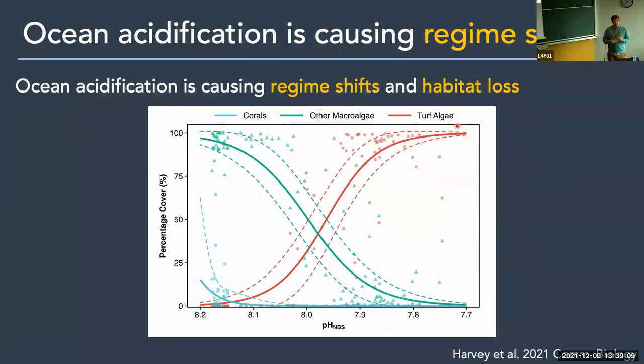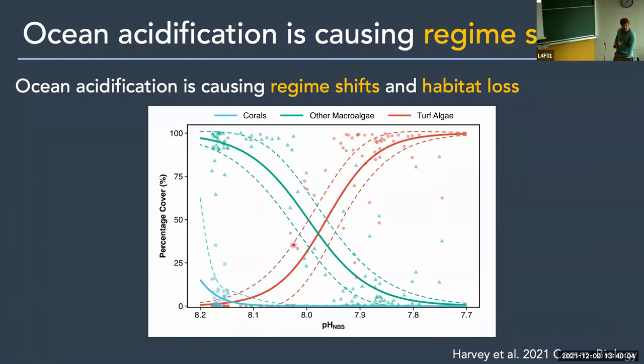When we look at this a little bit more quantitatively, we can look at how the composition of the community for the habitat changes as the pH declines. On here, on our left-hand side is our present-day pH conditions, and on our right side is our ocean acidification end of century conditions. What we can see is that with very small declines in pH, we almost entirely lose the corals from the site. And then within the red, we see the turf algae goes from very little cover to almost total coverage within the site. Other macroalgal species then decline as a consequence, because we're using this as a percentage cover. But generally, we see this regime shift happening quite abruptly.